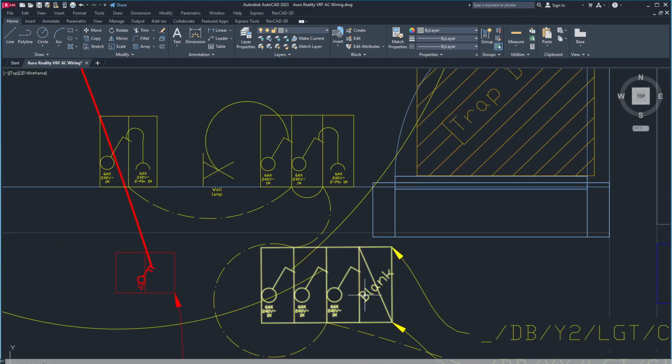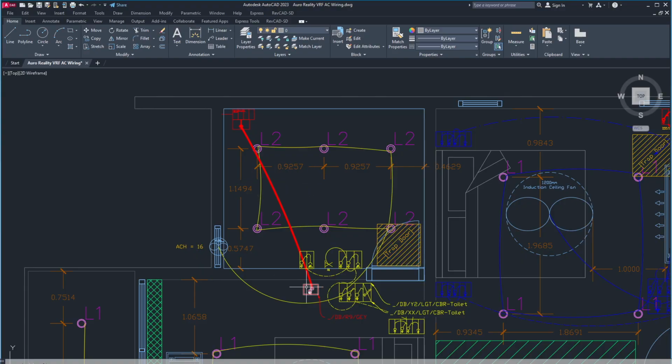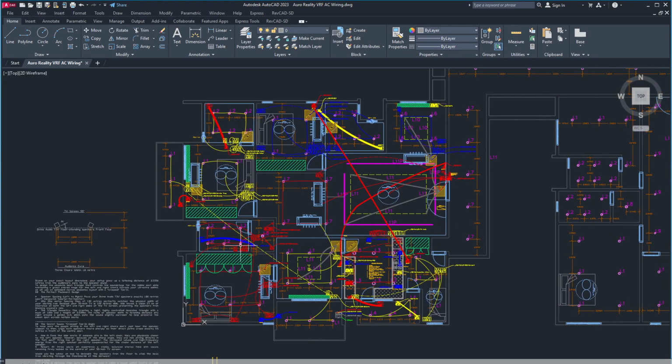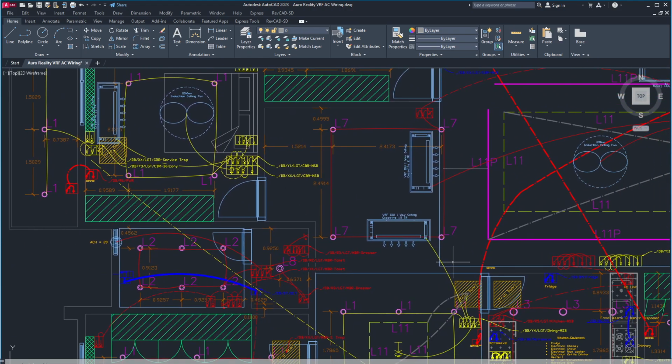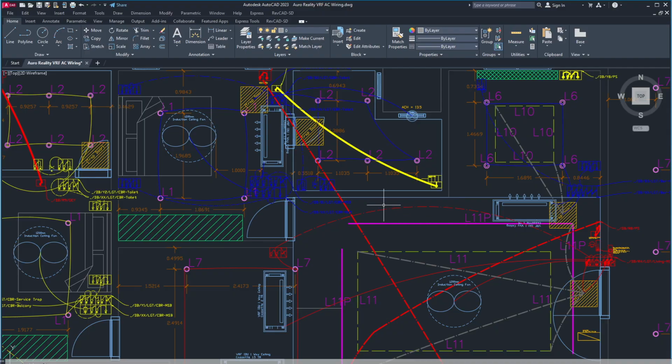Then here there is a box for this. This is for the geyser. Bathrooms.